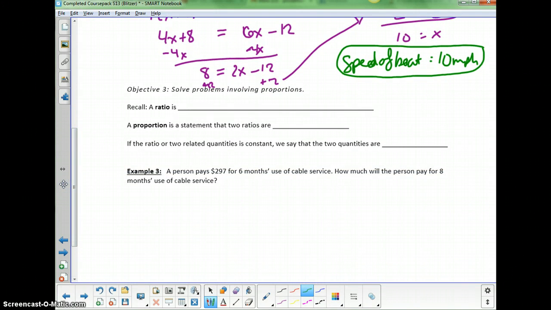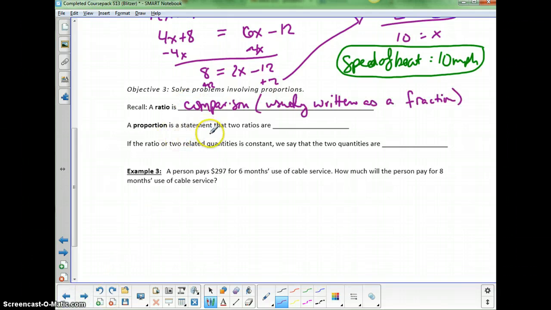Okay. Objective 3 is about proportions. A ratio is a comparison, usually written as a fraction. And a proportion is a statement that two ratios are equal. If the ratio of two related quantities is constant, it says the two quantities are in proportion.